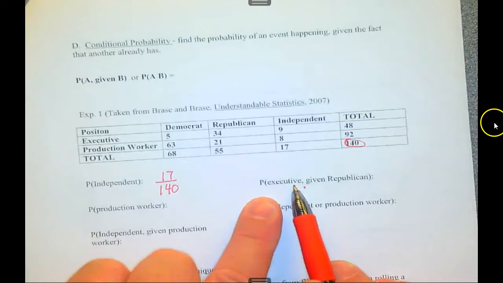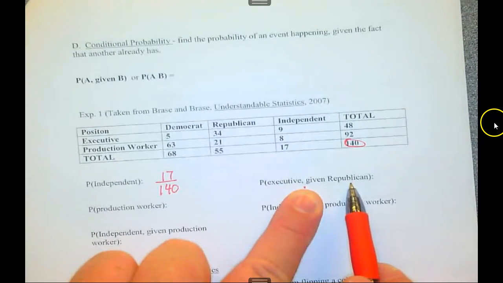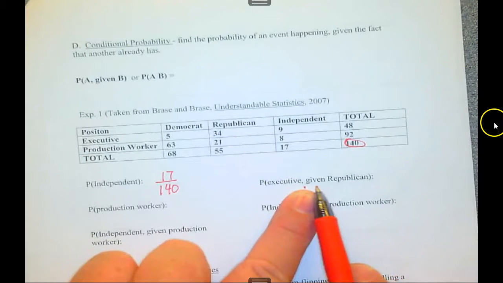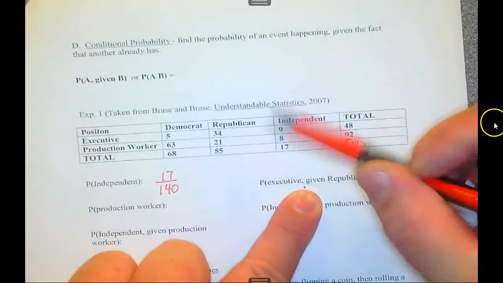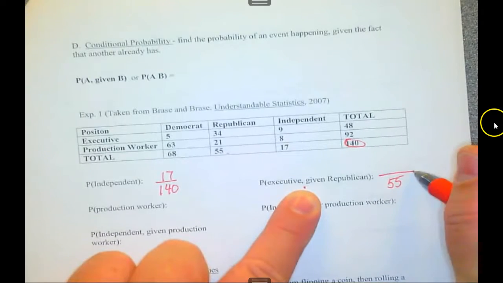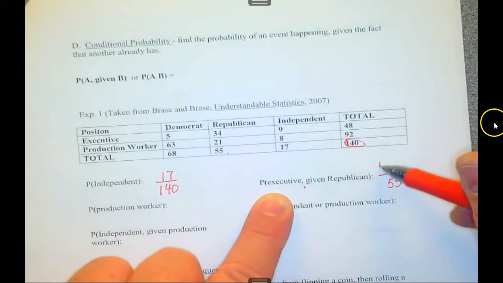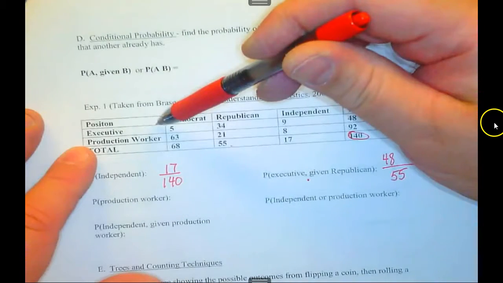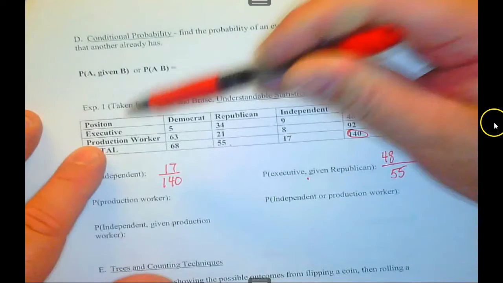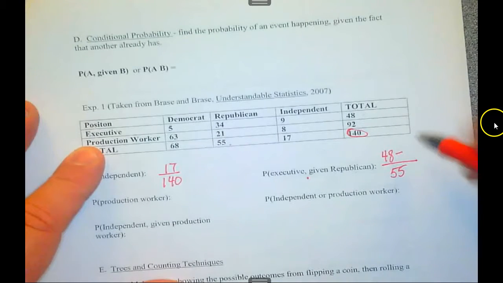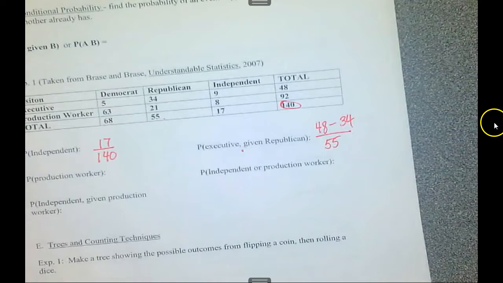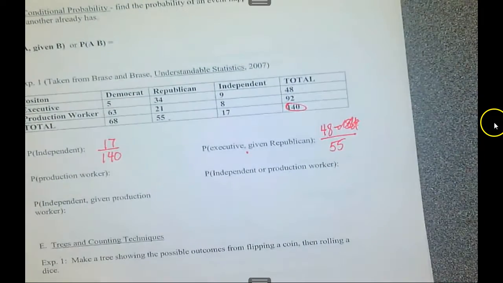The probability executive. Now, given Republican, there's our new denominator. Whenever you see the word given, that's a new denominator. So, Republican, 55. That's our new denominator. Executive, we have 48. Let's be careful because we counted 48 twice, didn't we? Executive and Republican, so we have to minus 34. Are you with me? Maybe we won't have to. Yeah, we don't have to because it's in the denominator. All right, put that in a calculator. I don't care. You can leave it 48 over 55.